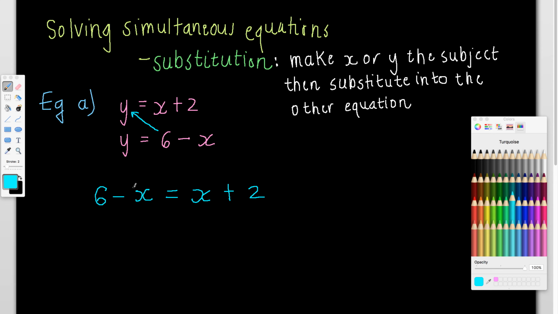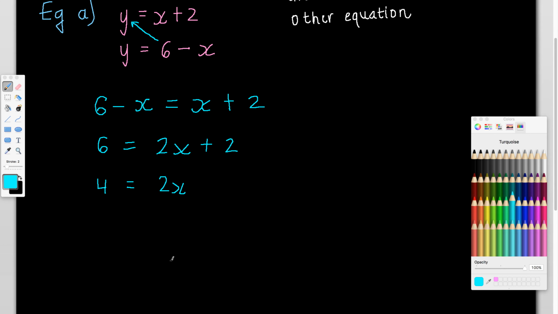I can now solve this, of course. I could add x to both sides to begin with. So this would be x plus 2 plus x, so that's 2x plus 2. And of course now I can subtract 2 from both sides, so that leaves me with 4 on that side and 2x on this side. So x would be equal to 4 on 2. So x is equal to 2.